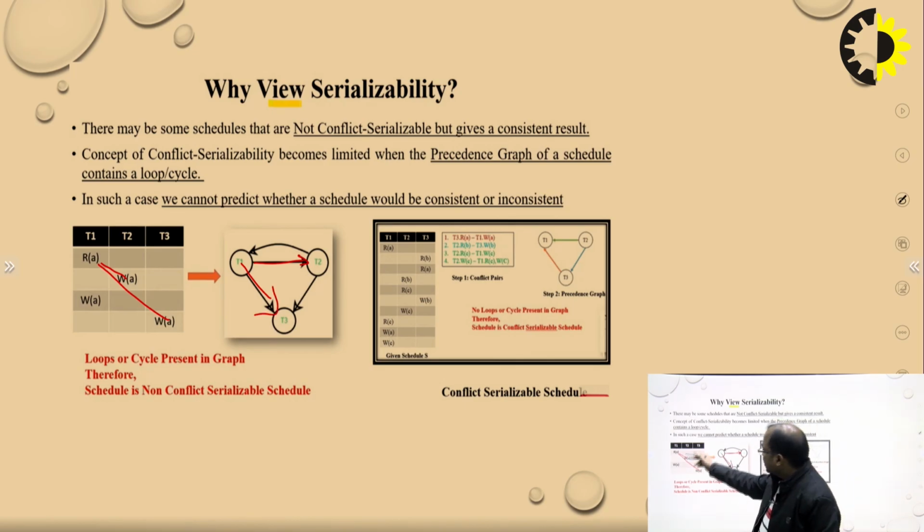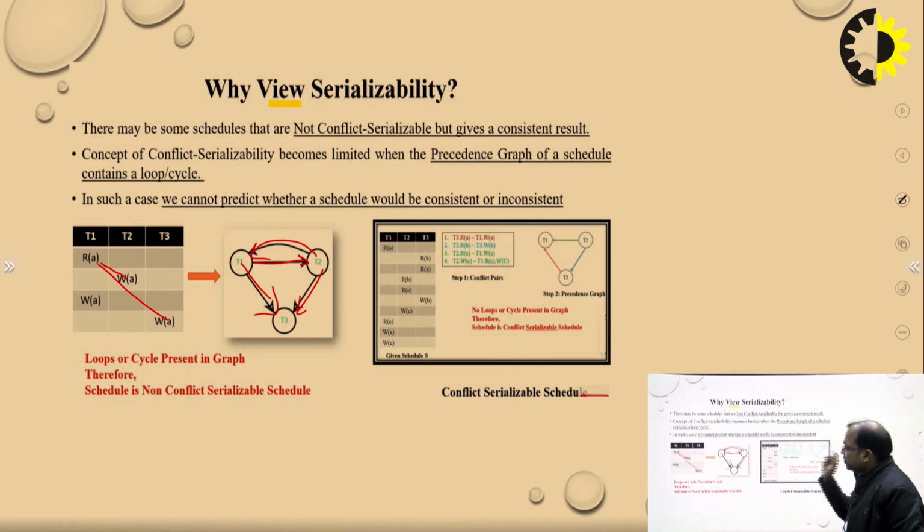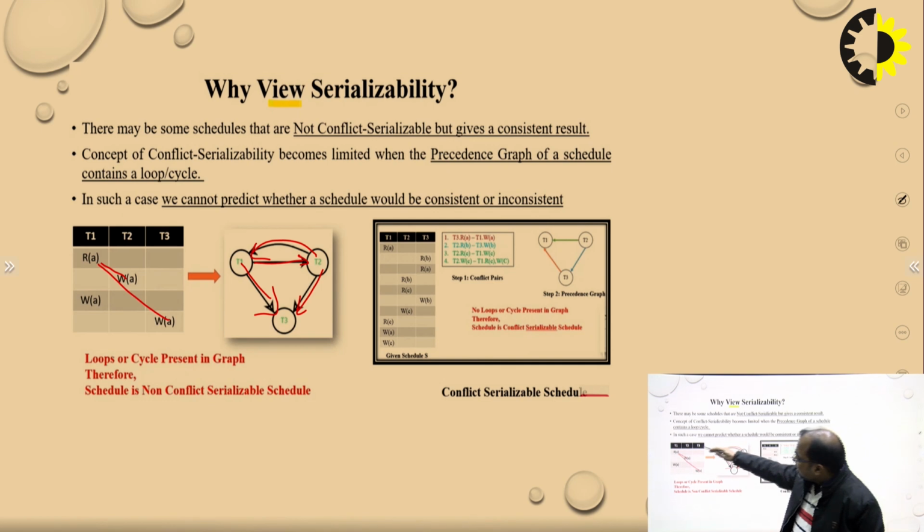Next, here we can also see a conflicting pair. We have a write of A and write of A. Write is also in conflict, and it conflicts with T1 and it also conflicts with T2. We can see this in the graph, so we can find the conflicting pairs. So we can see that a loop or cycle is present in this graph.